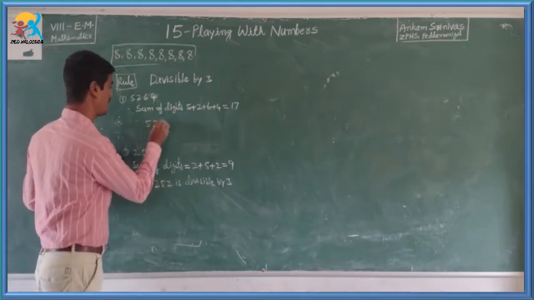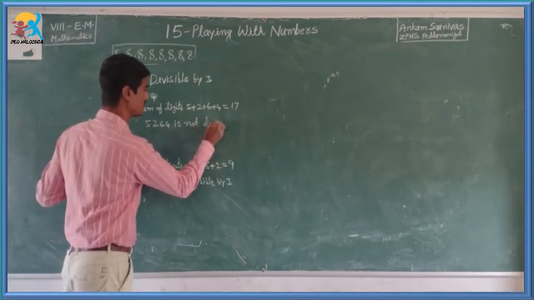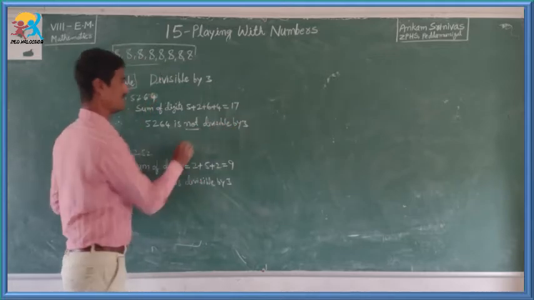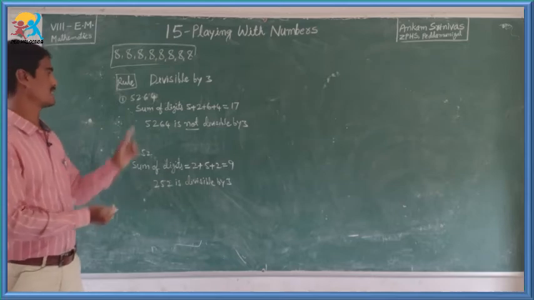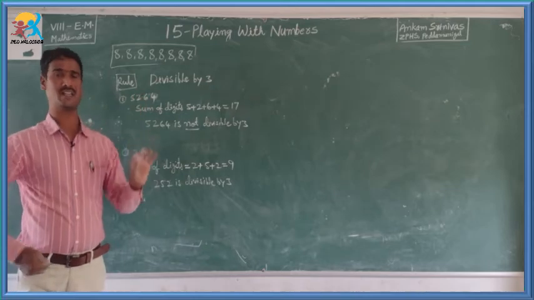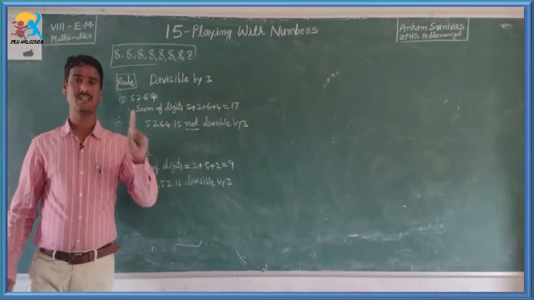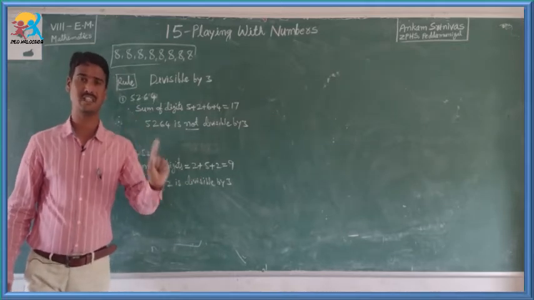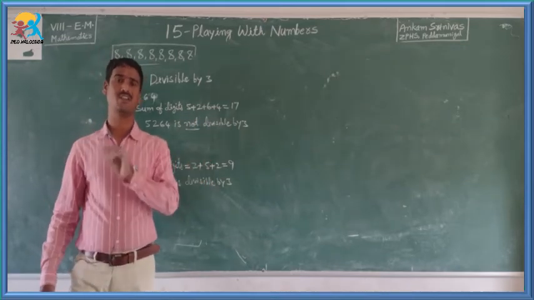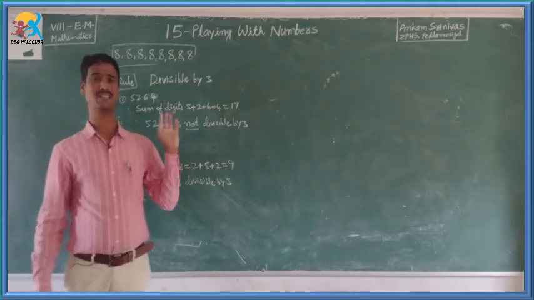So 5264 is not divisible by 3. Yes or no? Because the sum of digits is 17, and 17 is not in the 3 table. In the 3 table, 3 6s are 18, 3 5s are 15, and 17 never comes. So 17 is not divisible by 3, so the given number is also not divisible by 3.